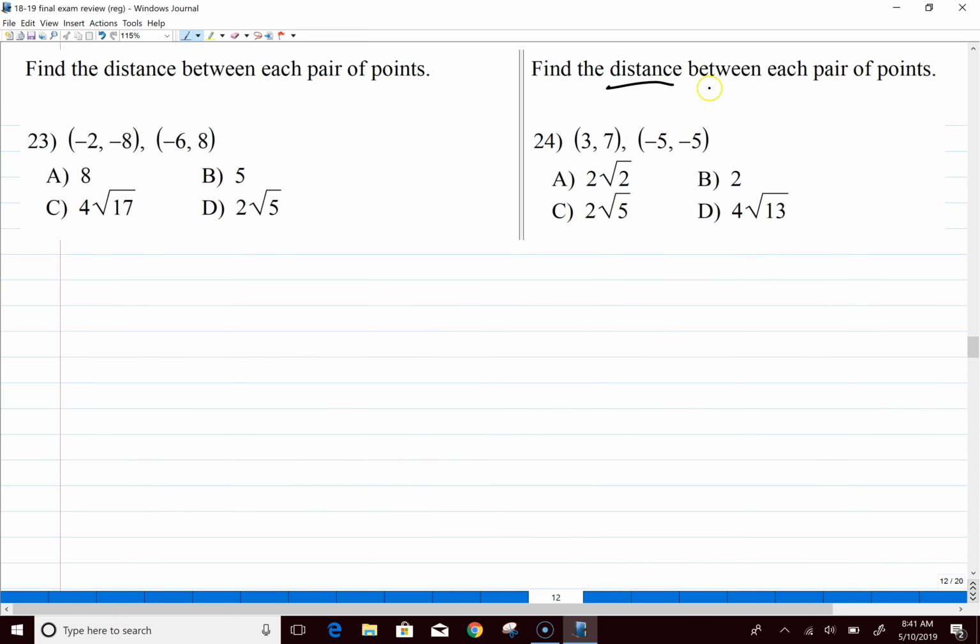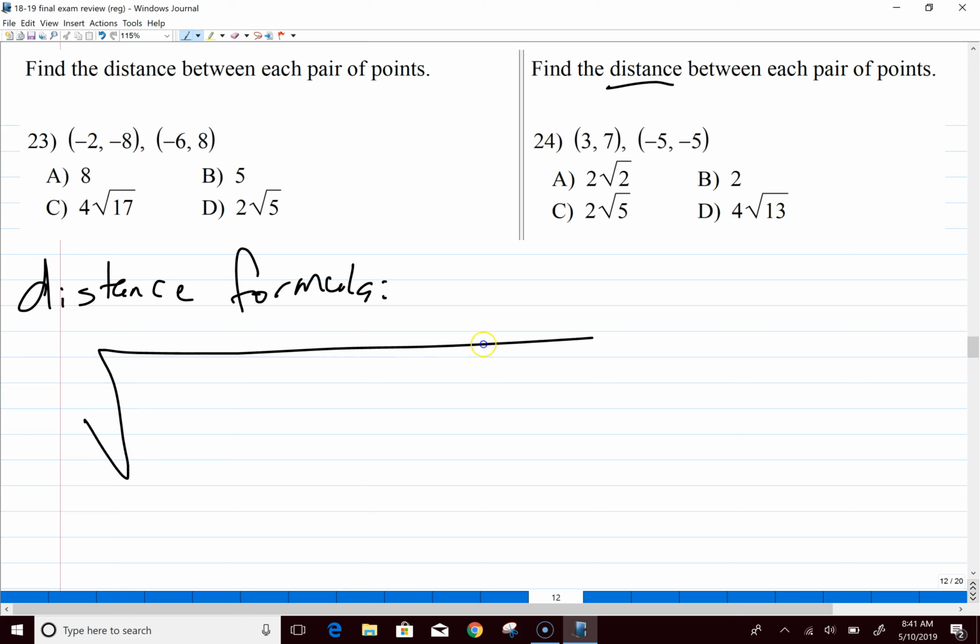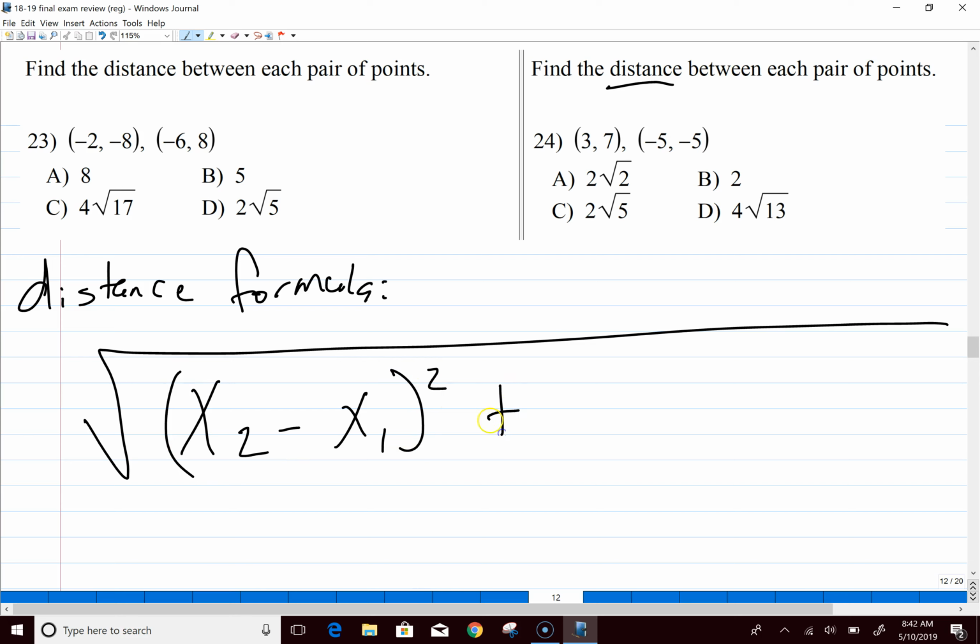Find the distance between these 2 points. Distance formula: square root of x2 minus x1 squared plus y2 minus y1 squared. You got it? I'm going to erase it.